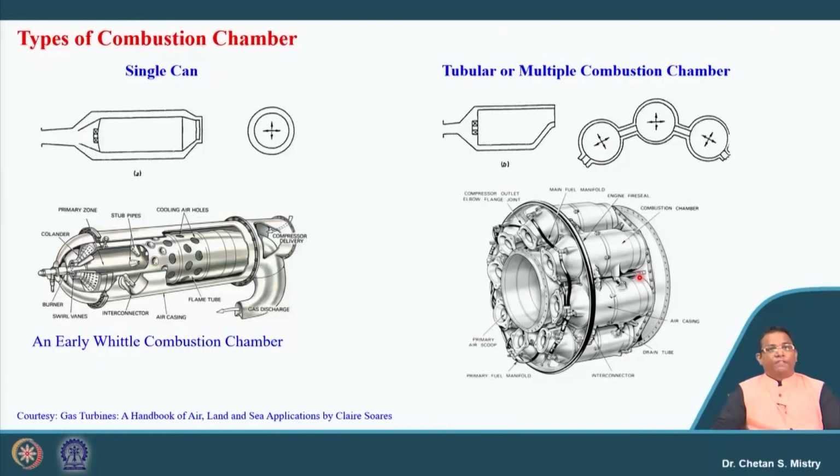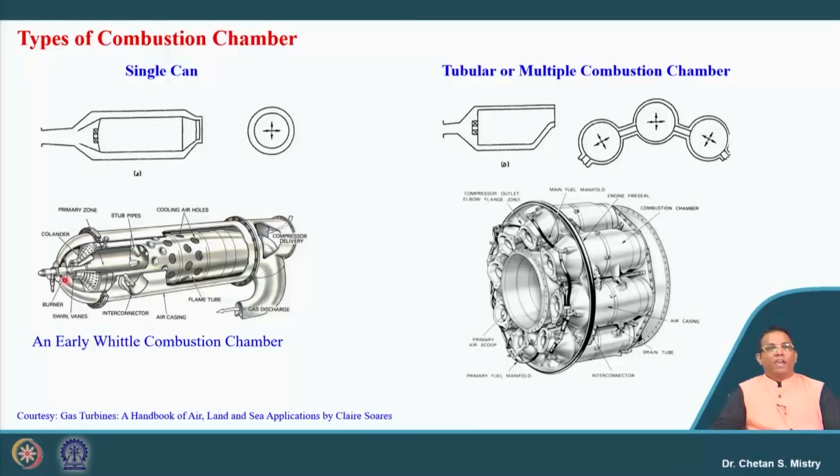Okay. There are different types of combustors that we use. One is called the single can combustor. Here this represents a single can. It is also defined as a reversible flow combustor. So, from here the flow will be entering inside my combustor.